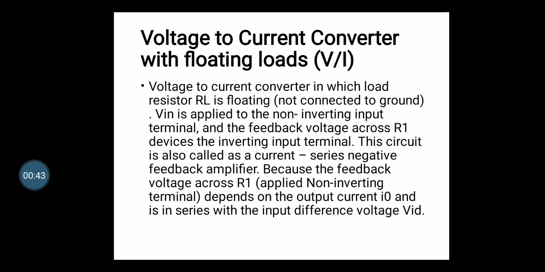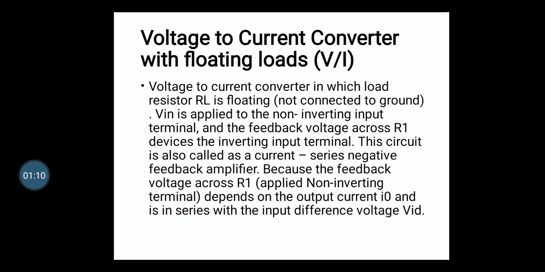The voltage to current converter is used, for example, when we drive a deflection coil in a television tube, where we may require this voltage to current conversion. For this, we may have two types of circuits possible. One is the voltage to current converter with floating load, and the other is the voltage to current converter with grounded load.